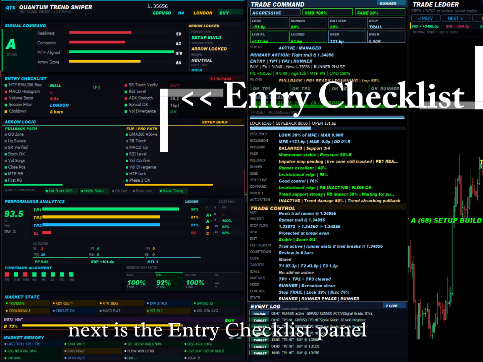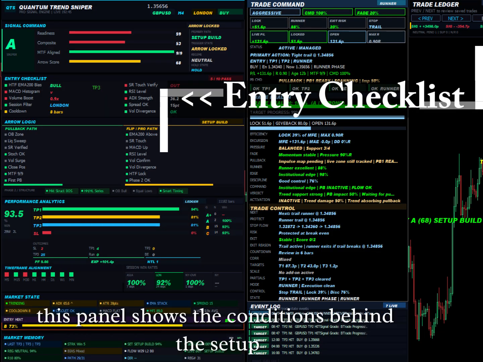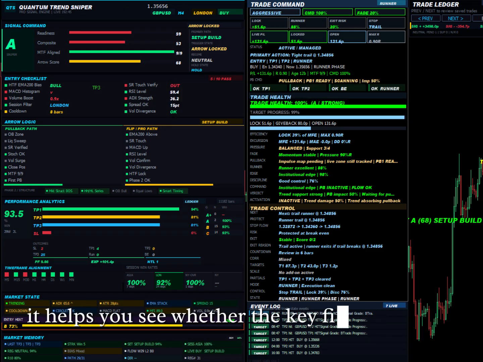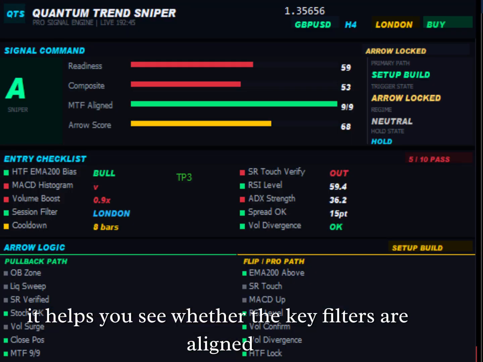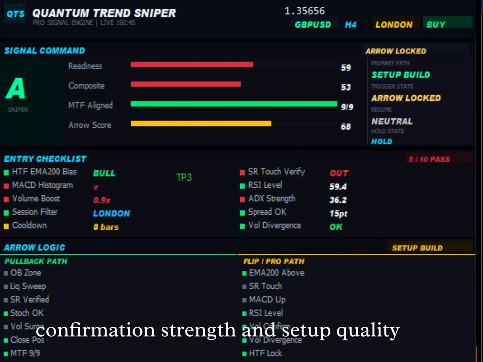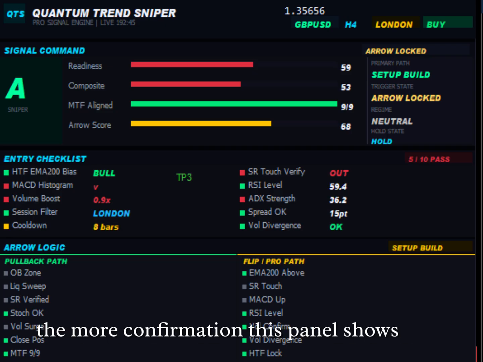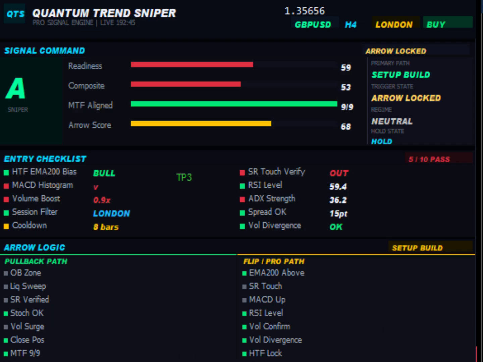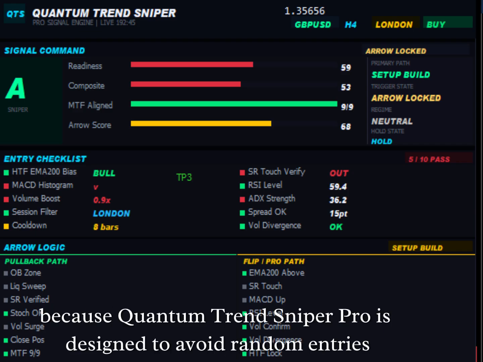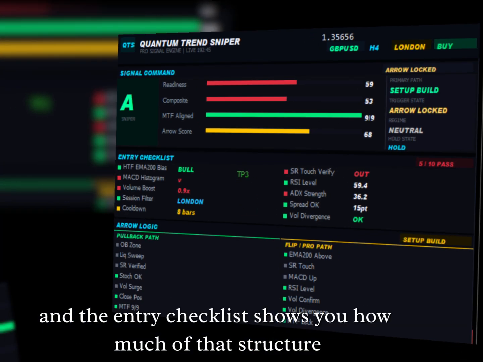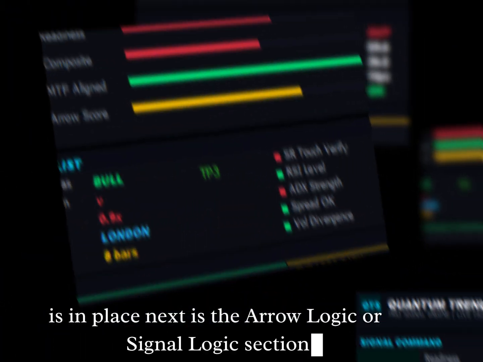Next is the entry checklist panel. This panel shows the conditions behind the setup. Think of it as the logic confirmation panel. It helps you see whether the key filters are aligned, such as trend direction, momentum, confirmation strength, and setup quality. The more confirmation this panel shows, the stronger the trade environment is likely to be. This is important because Quantum Trend Sniper PRO is designed to avoid random entries. It is looking for structured conditions, and the entry checklist shows you how much of that structure is in place.